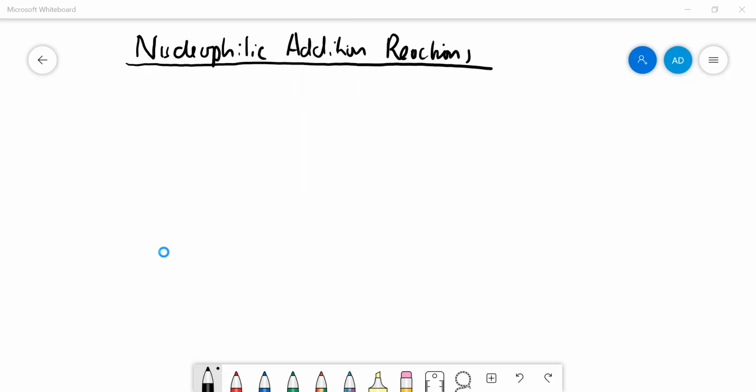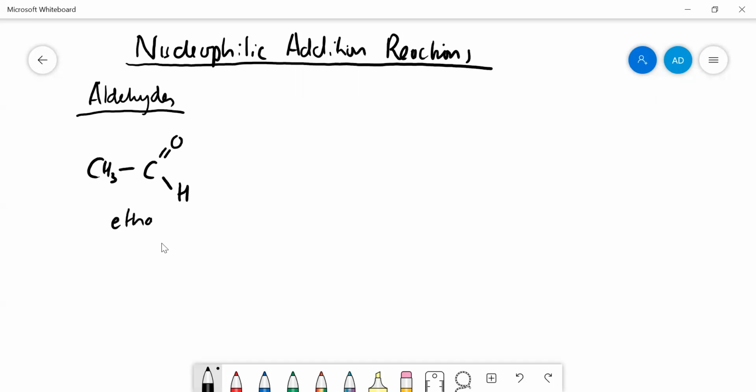So just to remind ourselves, aldehydes have the carbonyl group on the end of the chain. So they always have that group there. So for example, this would be ethanal. You obviously don't need to call it ethan-1-al because it can only go on the end. This would be propanal, and so on.